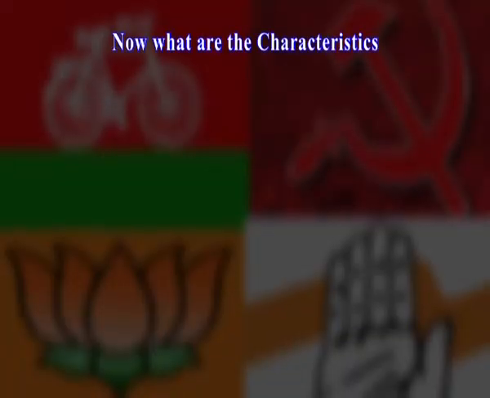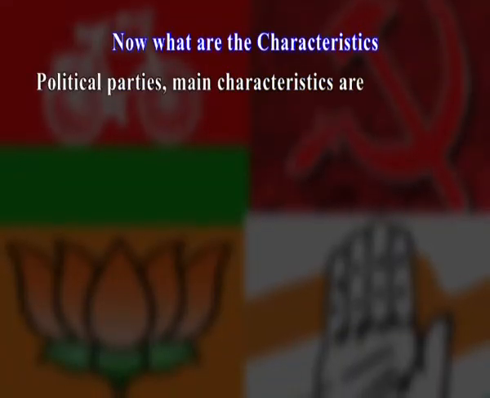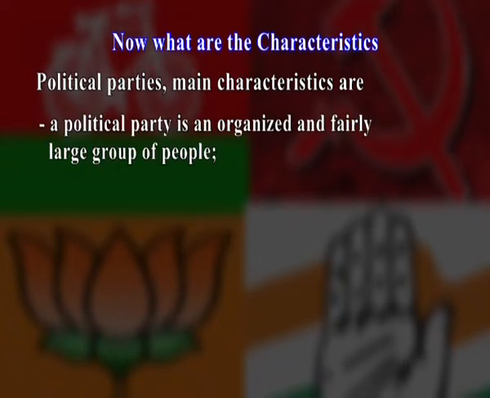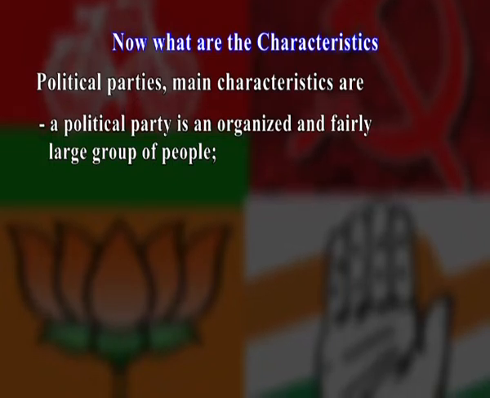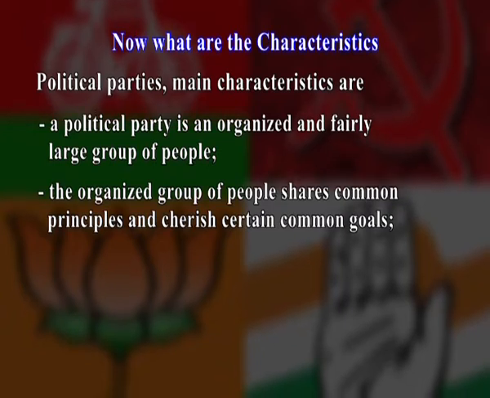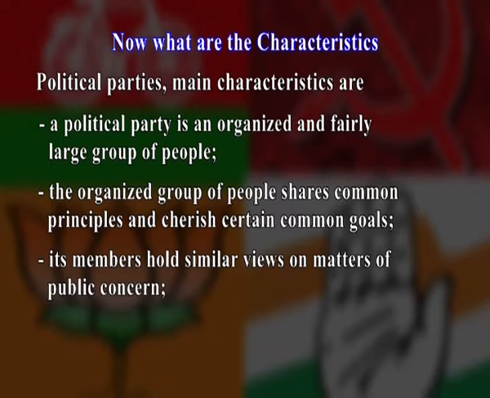Now, what are the characteristics of political parties? Some of the characteristics we will discuss here. The most important characteristic of a political party is that it is an organized and fairly large group of people. The political party is an organized group of people who share common principles and cherish certain common goals. Its members hold similar views on matters of public concern.